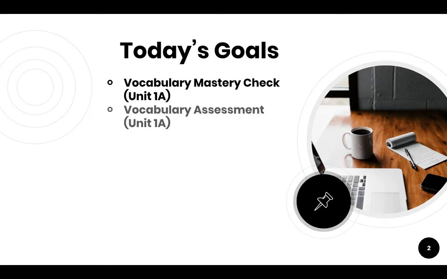Once you finish with your mastery check, it's time for the vocabulary assessment. This is going to be a 25-question quiz over your terms. You will have 2 chances to take it. So if you take it the first time and do poorly, you get 1 retry, and then whatever the highest score is will stand. So make sure that you study before you begin the assessment.